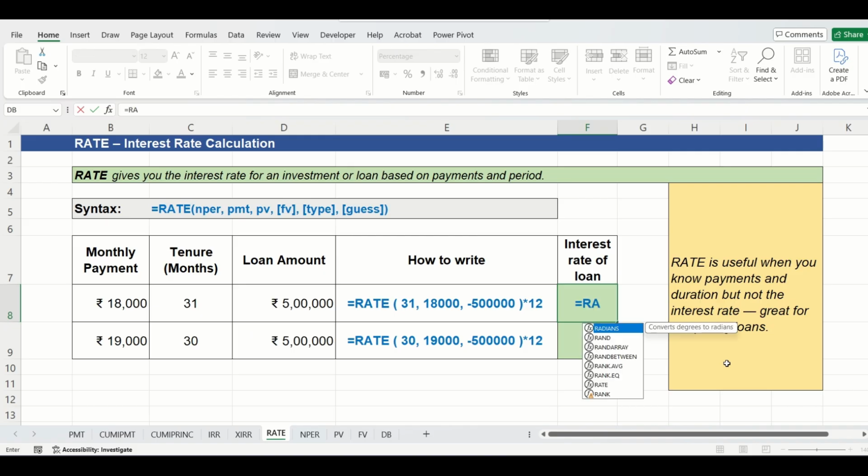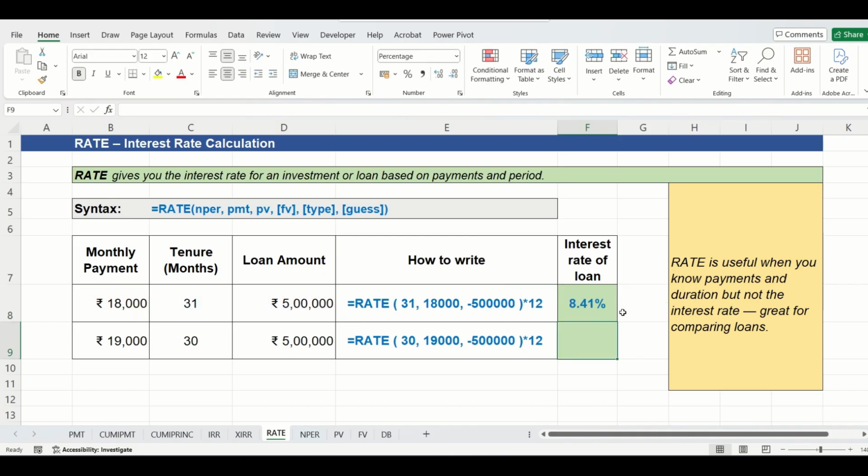You can judge that with the RATE formula. Put equals to RATE, open the bracket. In this case, the tenure will be the first argument. Put that, comma. Next is the monthly payment, comma. Then the loan amount. You have to put a negative sign in front of that. At the end, the remaining arguments are optional. So close the bracket. And one thing you have to keep in mind is that you have to multiply the entire output of this function by 12.